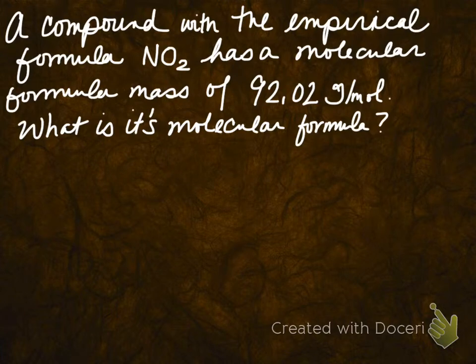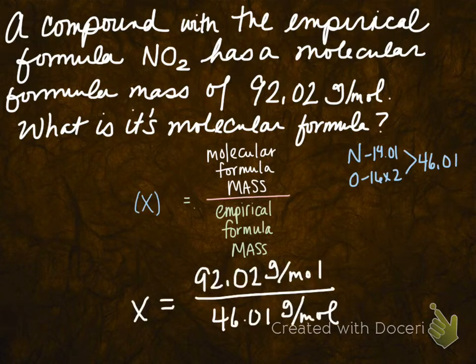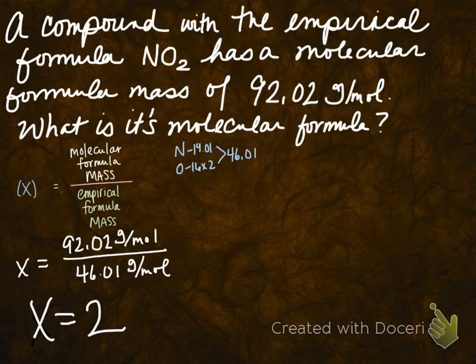So let's say that we're told that there is a compound with an empirical formula NO2, which has a molecular formula mass of 92.02 grams per mole. We want to know its molecular formula. Well, we know we're going to start with this equation, x equals molecular formula mass over empirical formula mass. We already know the molecular formula mass, but we need the empirical formula mass. N plus 2 oxygens gives us an empirical formula mass of 46.01. So when we divide those, what do we get? X equals 2.